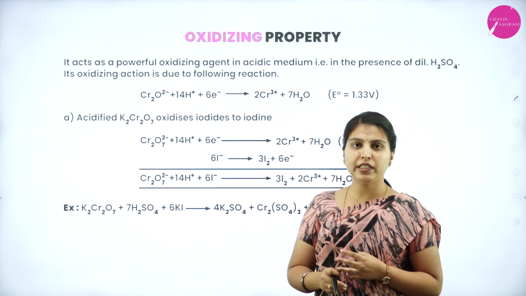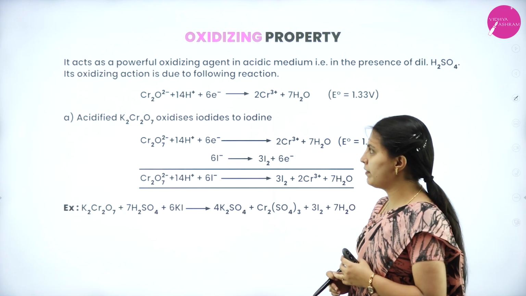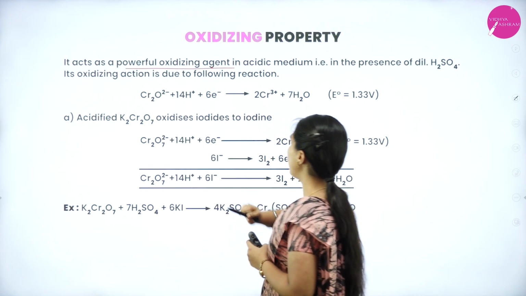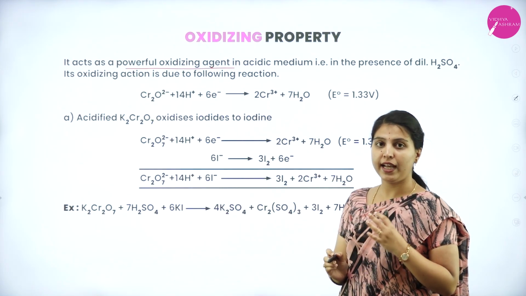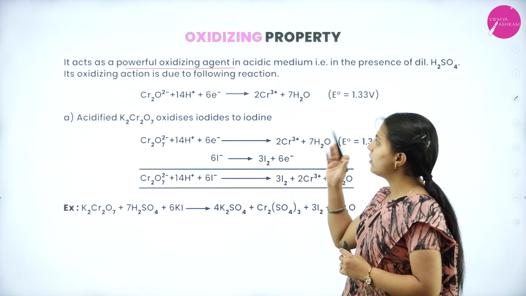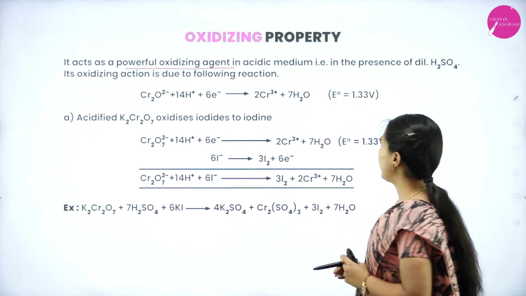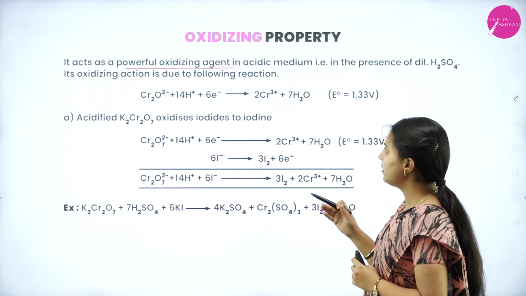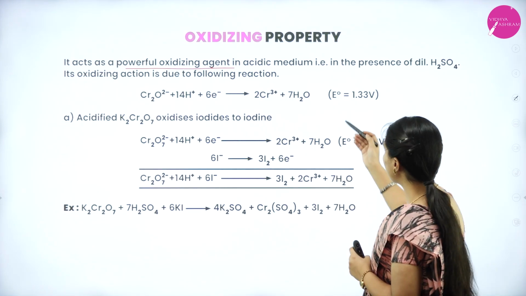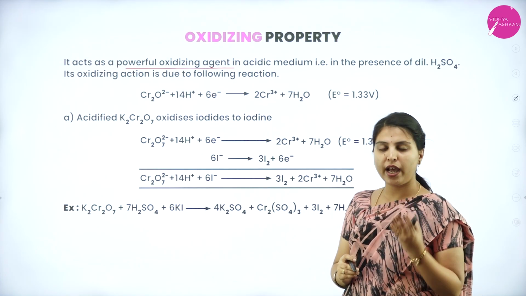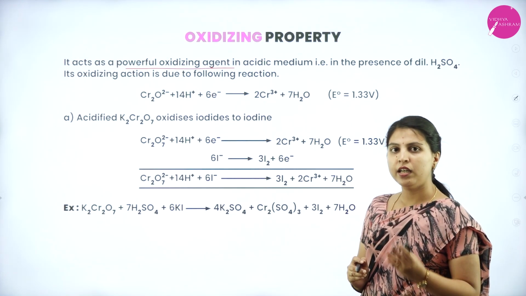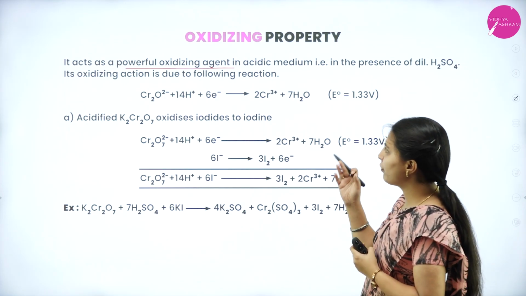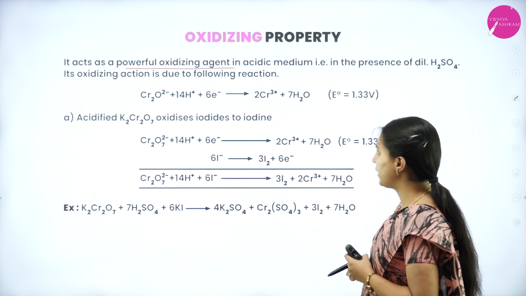Next, it has an oxidizing property, which is a chemical property. It acts as a powerful oxidizing agent in acidic medium. In the presence of dilute H2SO4, its oxidizing action is more. Acidic medium means it should have some acidic content. Majorly, the acid used is H2SO4. In that, the powerful oxidizing agent will be acting.